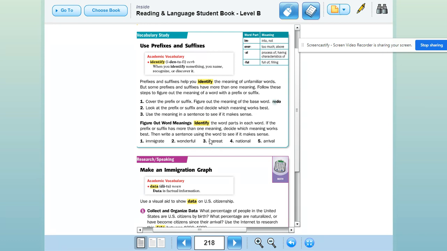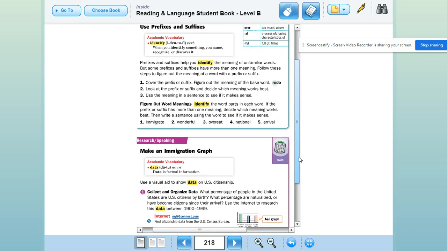Overeat. I know eat means you eat food. But what about overeat? It means I probably ate too much. Nation, -al. I know nation is a country. National, it has to do with a country. Arrive means when you get to a destination, when you get somewhere. Arrival is the process of getting there.